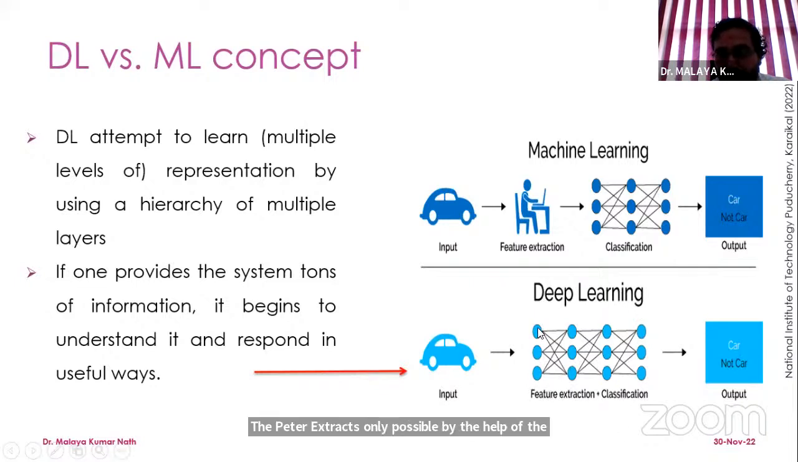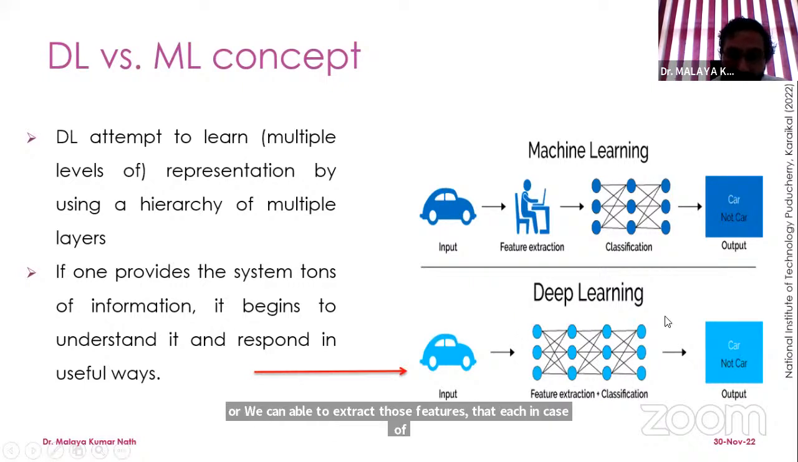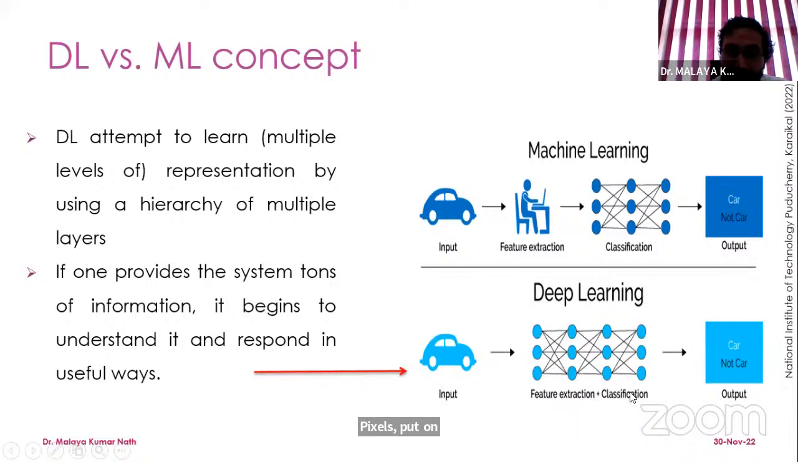As in the case of deep learning, a large number of layers are present, and as I already told, the first layer is able to extract the basic features, that is, in the case of pixels for an image, whereas the higher layers are able to extract the coarse features. So deep learning attempts to learn multiple levels of representation by using a hierarchy of multiple layers. If one provides the system tons of information, it begins to understand and respond in a useful way.